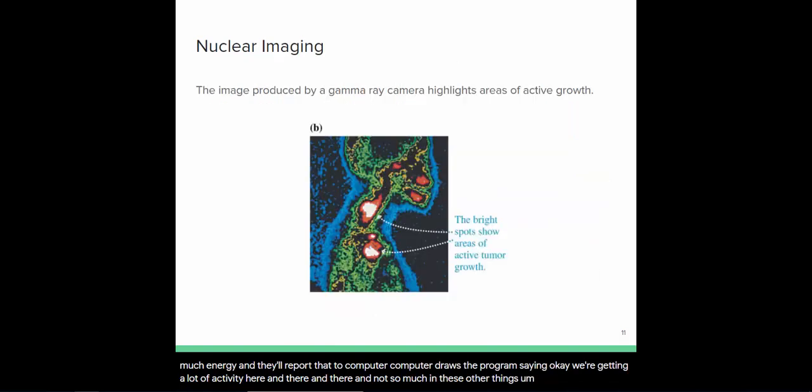So here's the image produced by the gamma ray camera, highlighting areas of active growth. These bright spots show active tumor growth, because they're taking up the technetium-99 more than other tissues.